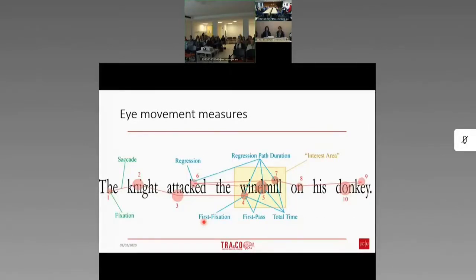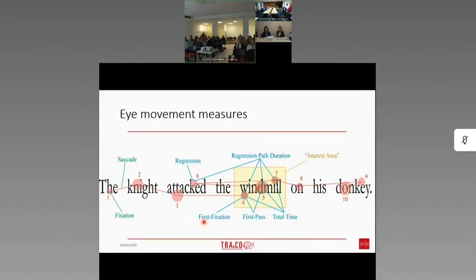And now I need to tell you a little bit about eye movement measures because I'm going to dwell on these quite a bit. So here we have a sentence: the knight attacked the windmill on his donkey, and the circles are fixations, and the lines between the circles are what we call saccades.